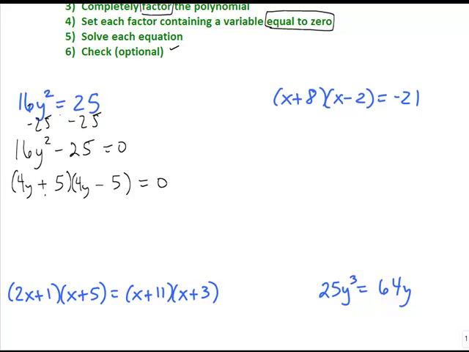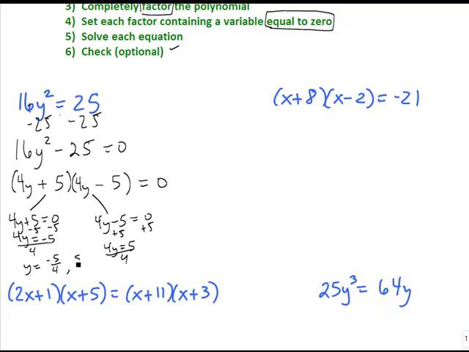Now we're going to set each expression, each factor, equal to 0. So 4y plus 5 equals 0, and 4y minus 5 equals 0. To solve these, they're just basic linear equations, so I can subtract 5 to the other side and divide by 4. So one solution will be negative 5/4. And for the other equation, I'm going to add 5 and divide by 4. So our second solution will be positive 5/4. Another option for writing your solution would be y equals plus or minus 5/4. And there we have our answer.